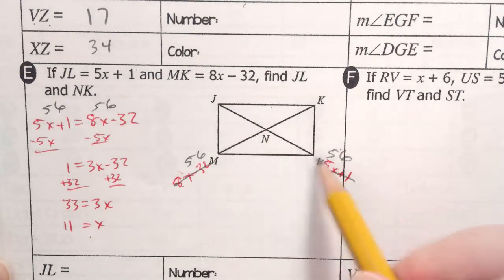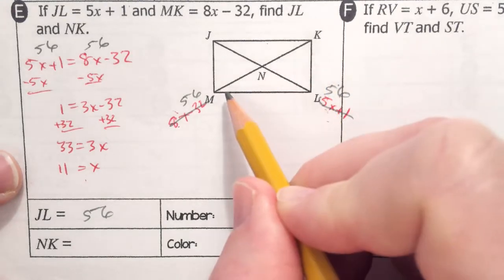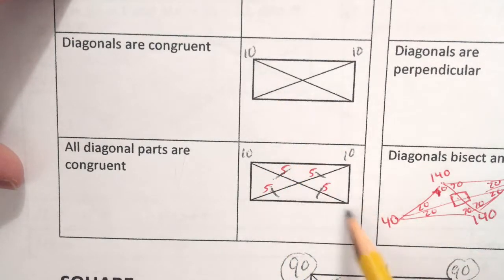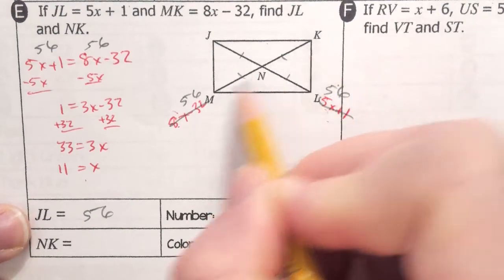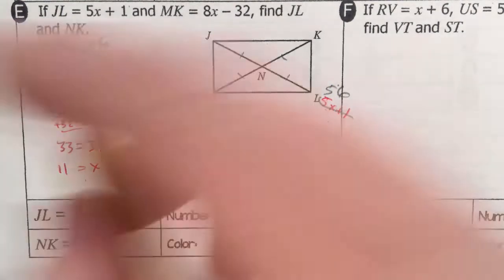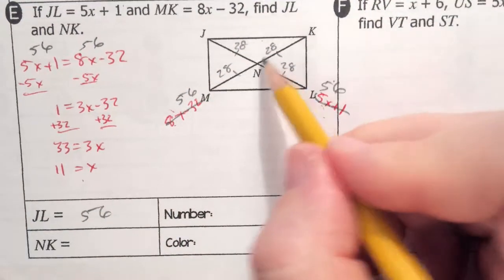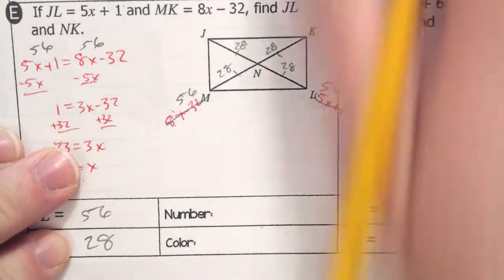So they wanted J to L. Okay, that's great. J to L, all that was 56. And they wanted N to K, just this little distance. So we can look at the rules of the rectangle on page 2. Of the rectangle, we also know that all the diagonal parts are equal. So this entire distance is 10. All these little things are 5. So we know that all of these are equal. So this entire distance is 56. Divide that by 2, and this is now 28, 28, 28, and 28. All right, so N to K is 28. Okay, so let's keep going.